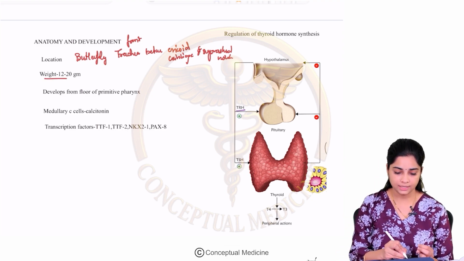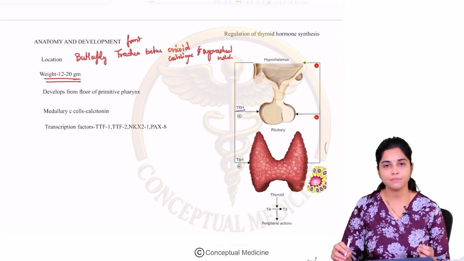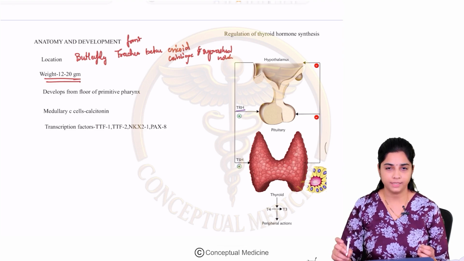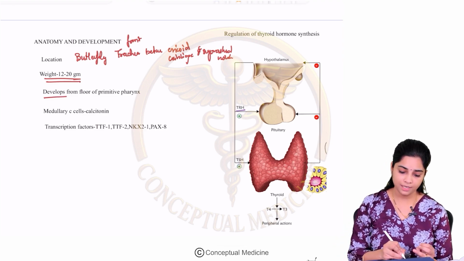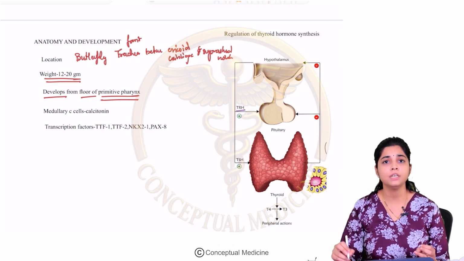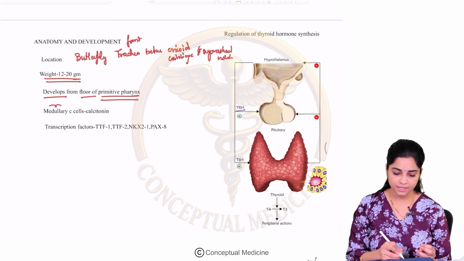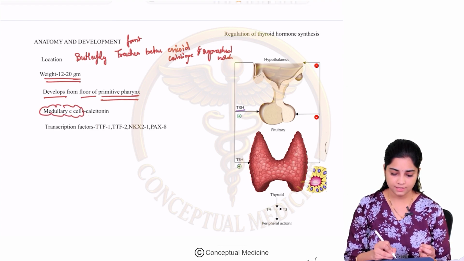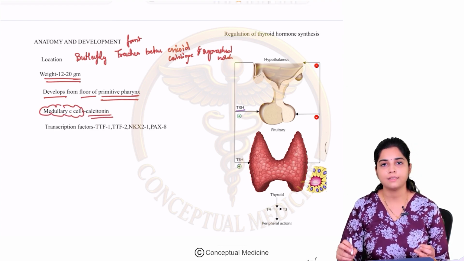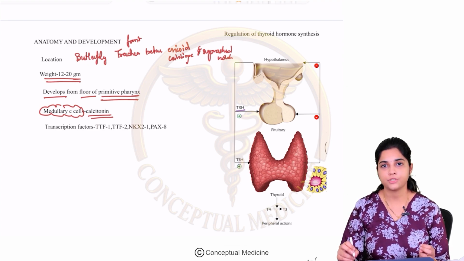It has a weight of about 12 to 20 grams. It develops from the floor of the primitive pharynx. And it has specialized cells called the medullary C cells, which are involved in the production of calcitonin.